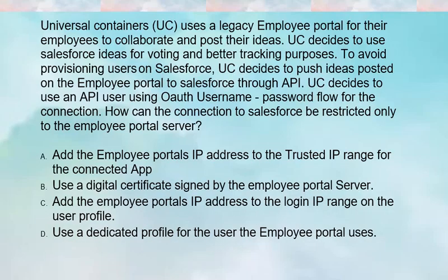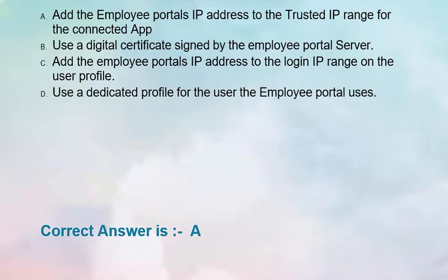Option A, add the employee portal's IP addresses to the trusted IP range for the connected app. Option B, use a digital certificate signed by the employee portal server. Option C, add the employee portal's IP addresses to the login IP range on the user profile. Option D, use a dedicated profile for the user the employee portal uses. Correct answer is option A.